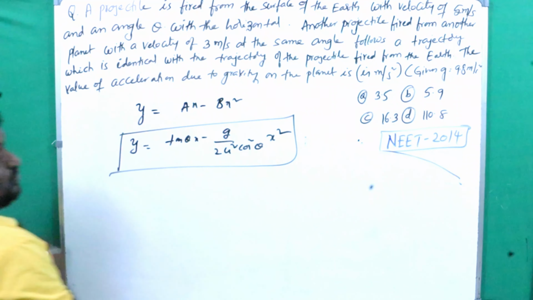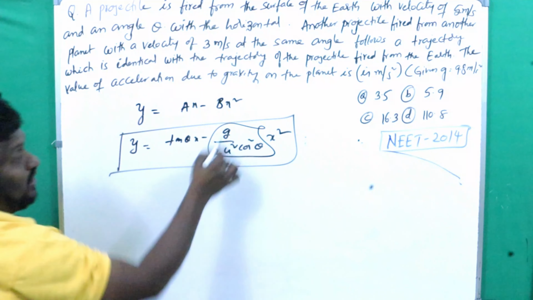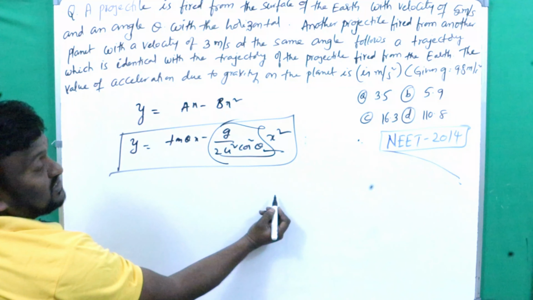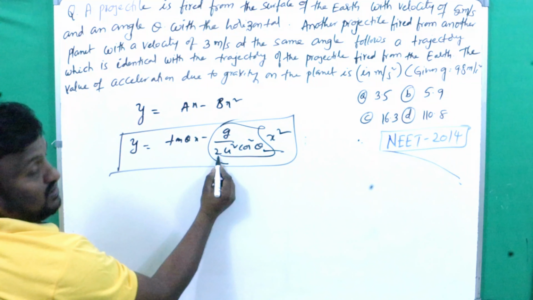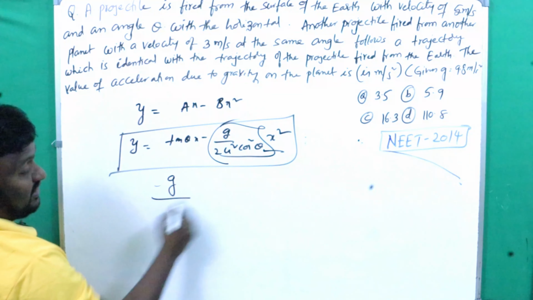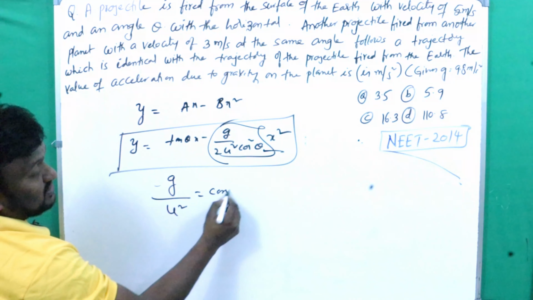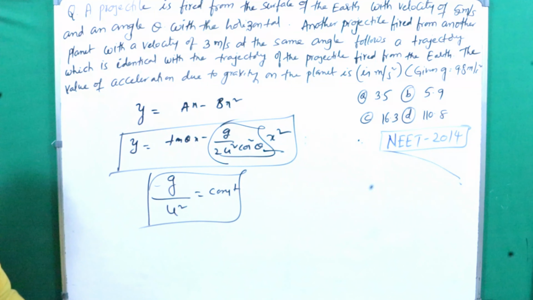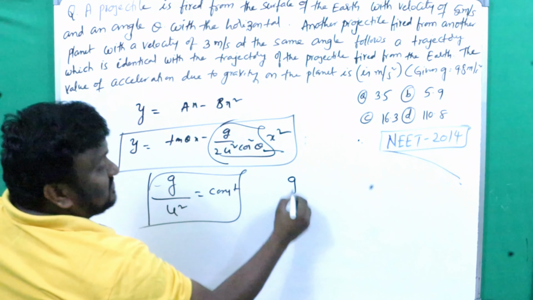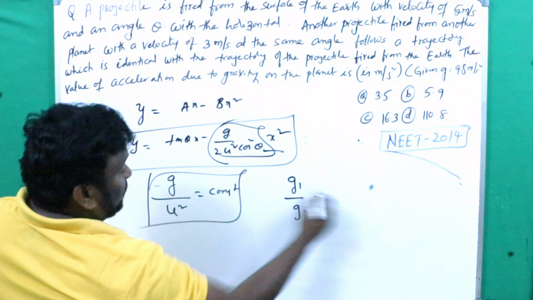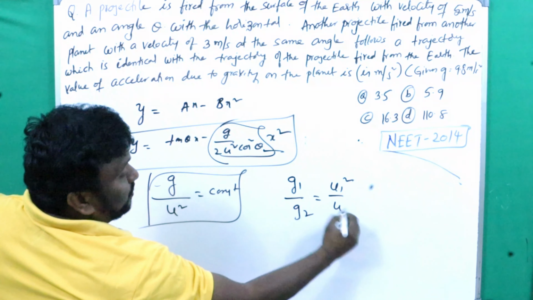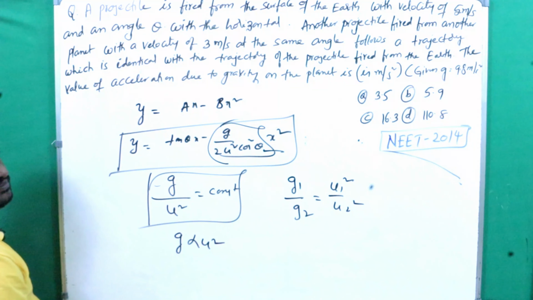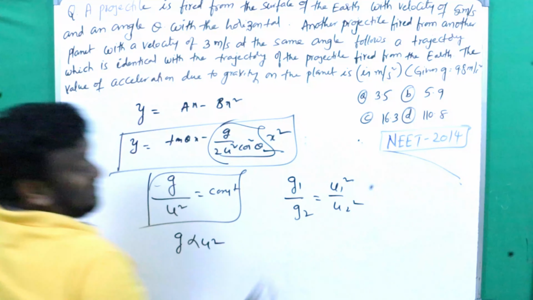So now, if you take this term, here we have the g value. What was given? The angle of projection is the same, and 2 is a constant. That's why simply we can write g by u square is equal to constant. In this case, g by u square is constant. Then simply write g1 by g2 is equal to u1 square by u2 square, because g is proportional to u square. Clear? Then obviously g1 is what?